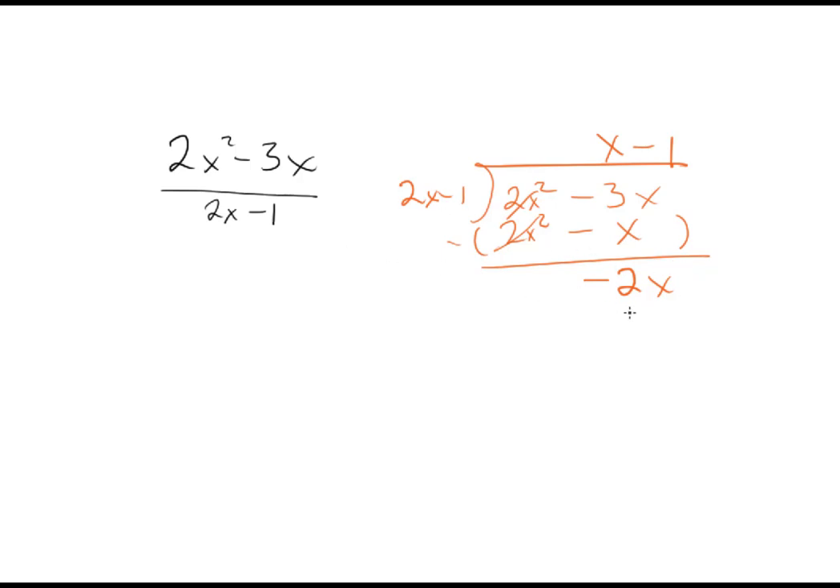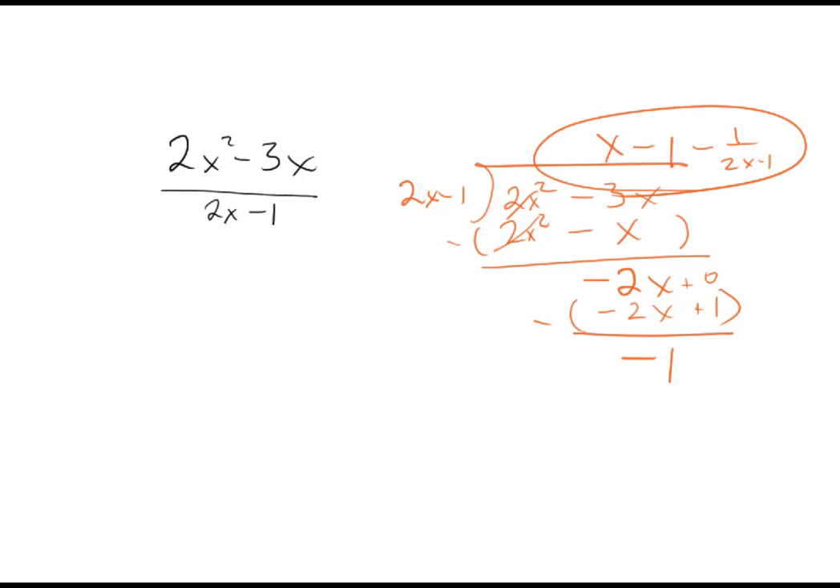So negative 1 gives me negative 2x plus 1. So again, I'm subtracting the second row. So it'd be 0 minus 1. My remainder would be minus 1. And that would be x minus 1 minus 1 over 2x minus 1. That would be your answer.